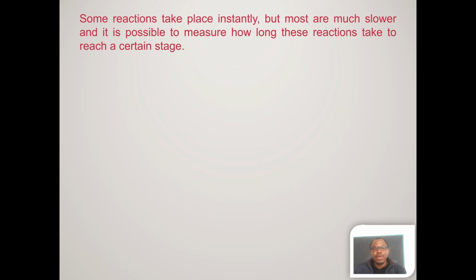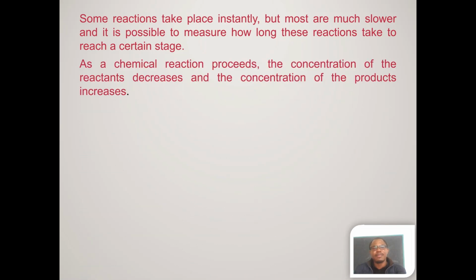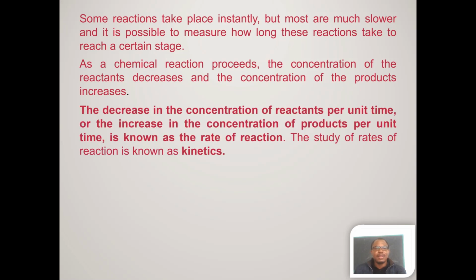Right now, some reactions take place instantly, but most are much slower, and it's possible to measure how long a reaction takes to reach a certain stage. As a chemical reaction proceeds, the concentration of the reactants decreases and the concentration of the product increases. The decrease in the concentration of reactant per unit time, or the increase in concentration of product per unit time, is known as rate of reaction. The study of rates of reaction is known as kinetics.